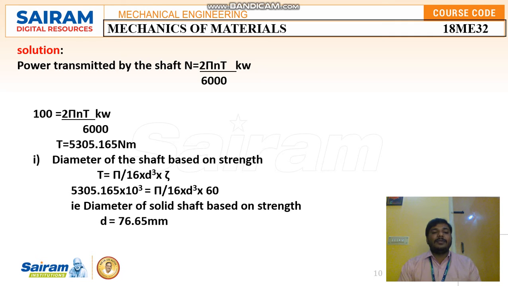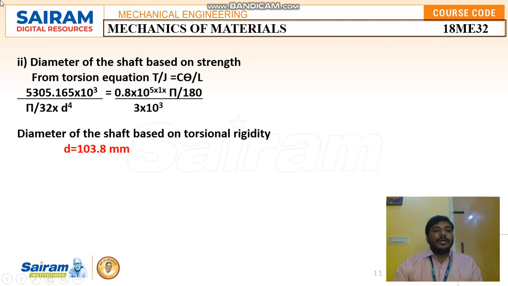Now similarly we need to find the diameter based on the rigidity criteria. So we got the diameter as 76.65 mm based on the strength criteria, which is based on the torsional equation. Next is the diameter of the shaft based on torsional rigidity. The equation is T by J equal to G theta by L. We can consider either G or C; both indicate the modulus of rigidity.